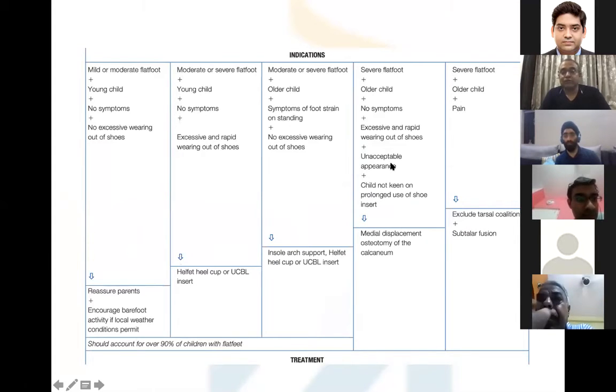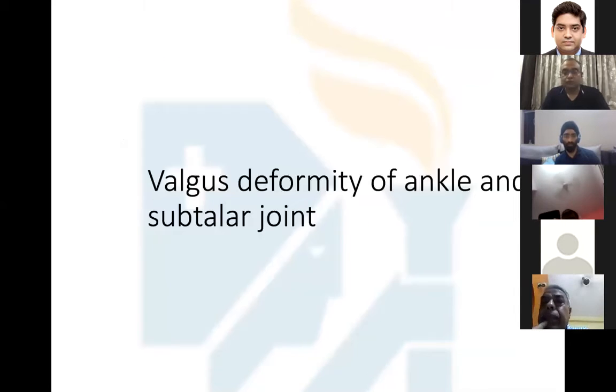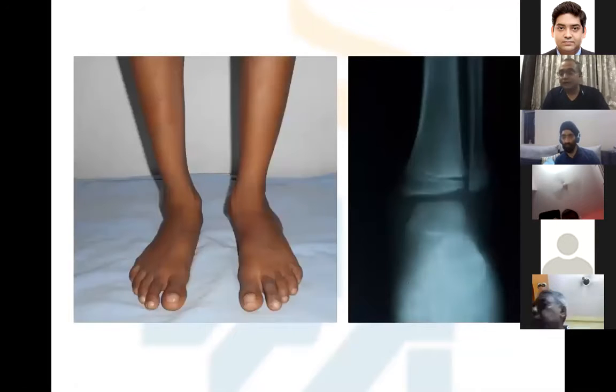And in a severe, painful flat foot, you have at times to tackle the accessory navicular. Otherwise, in older children with unacceptable and severe flat foot, at times you have to go for osteotomies. So, valgus deformity of the ankle. Now here, if you see, this child has a valgus at the ankle joint. So this child has a fibular physeal defect, for which there is a deformity of the ankle joint.